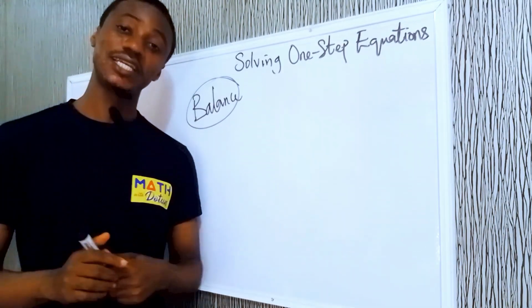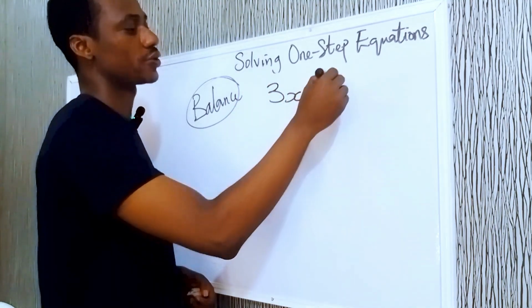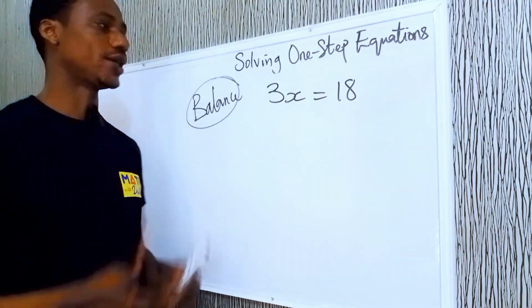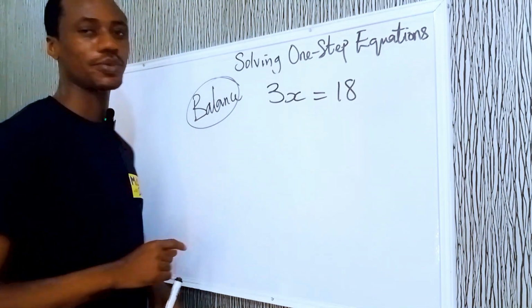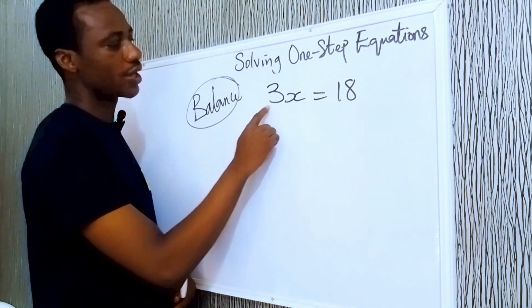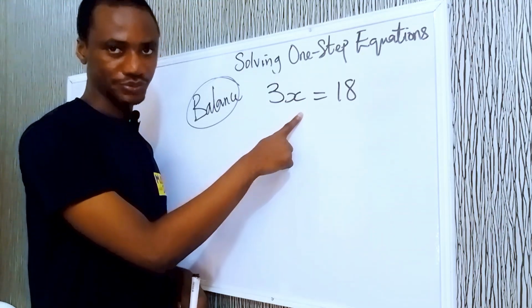Right, for multiplication, here we have 3x equals 18. Remember, we're talking about one-step equations. All right, 3x equals 18. We only need to take one step, apply one procedure. So here we have a number multiplying the variable.